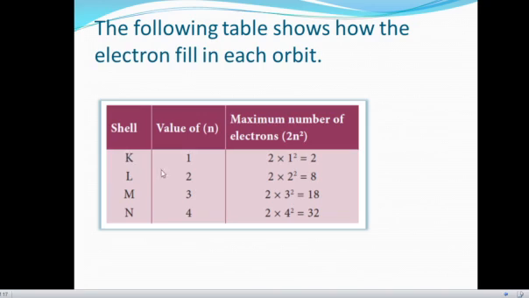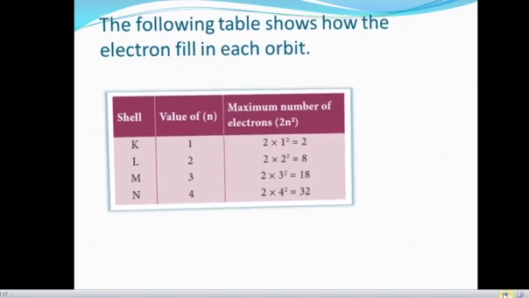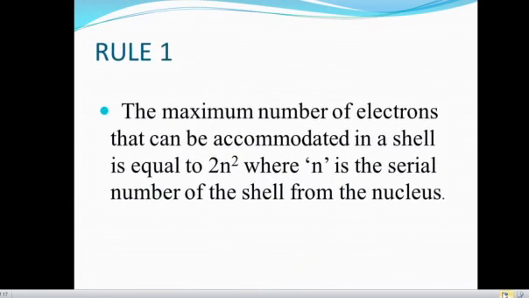If it is K, the maximum number of electrons is 2. If it is L, the maximum number of electrons is 8. If it is M, the maximum number of electrons is 18. And if it is N, the maximum number of electrons is 32. So K, L, M, N. These are the electrons that can be present in an atom, that is, in the orbits. The electrons should be distributed like that only. This is the first rule. The maximum number of electrons that can be accommodated in a shell is equal to 2n square.